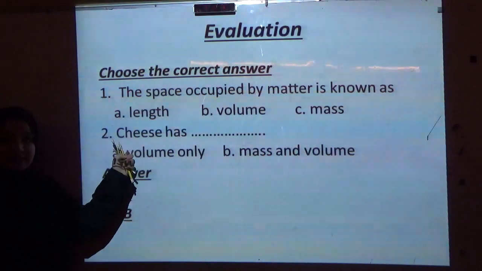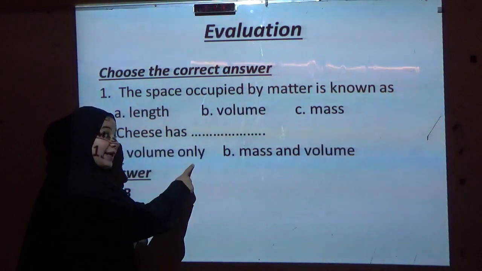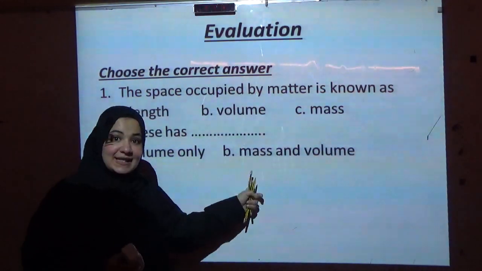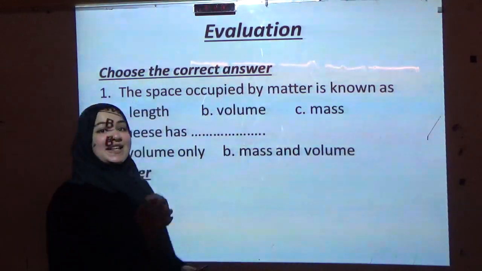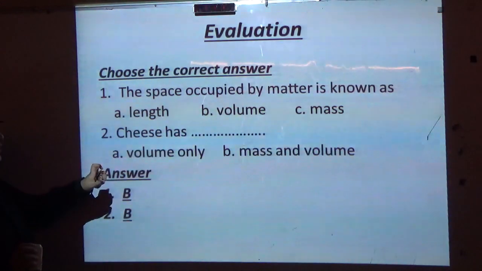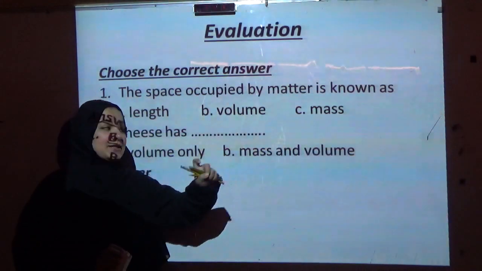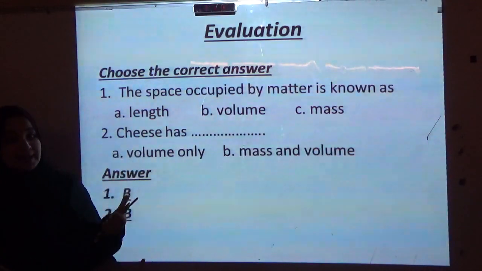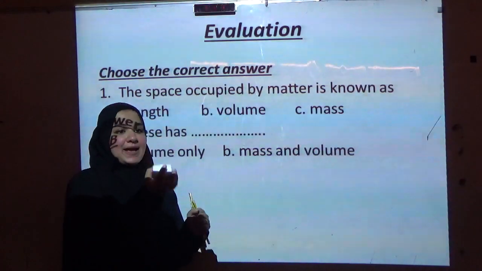Now, the cheese that we have at home has what? Has volume only, or has mass and volume? We said mass is the amount of matter in an object, and volume is the space occupied by matter. So the solution will be mass and volume, because the cheese occupies a certain space and has mass.